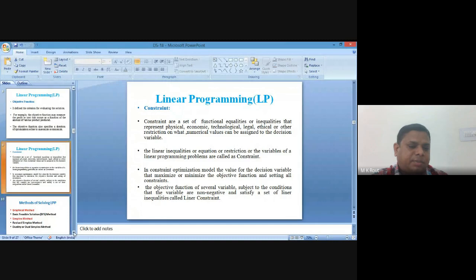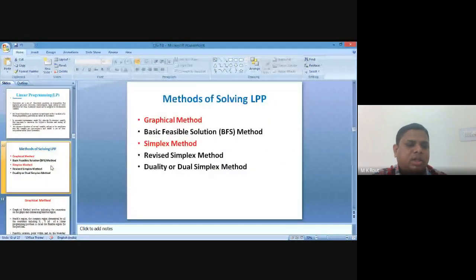Moving to the next part, the next one is methods of solving linear programming. The first one is the graphical method. The next one is the basic feasible solution method. The third one is the simplex method. The fourth one is the revised simplex method. And the last one is the duality or dual simplex method.